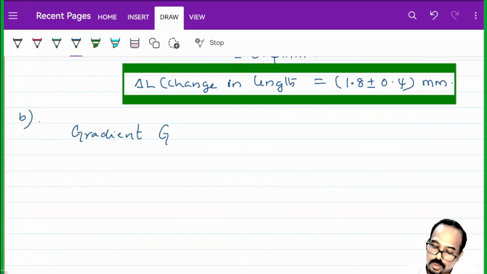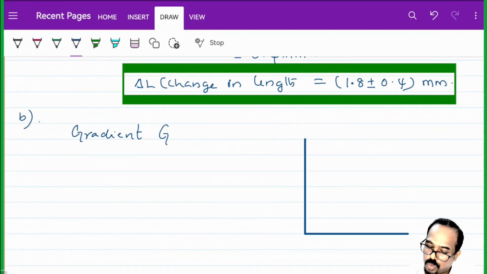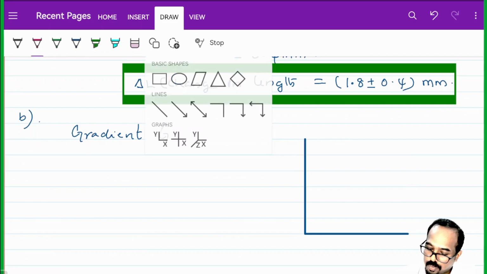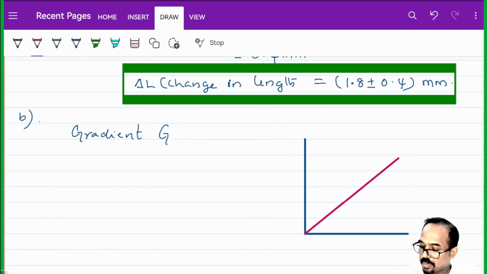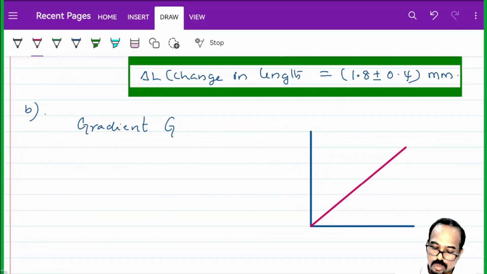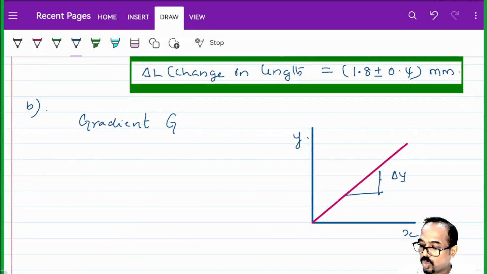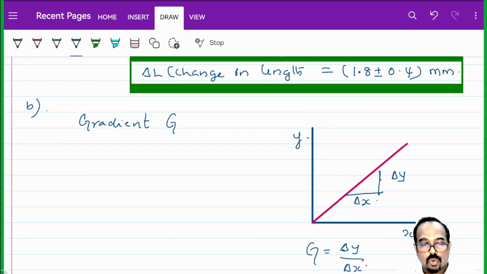Gradient, how will you find it out? You know that the gradient of a graph will be, this is the x-axis and this is the y-axis. If you take the gradient, what is that? Change in y with respect to change in x, right? So gradient is always, you remember this one, change in y with respect to change in x, delta y by delta x for any graph.